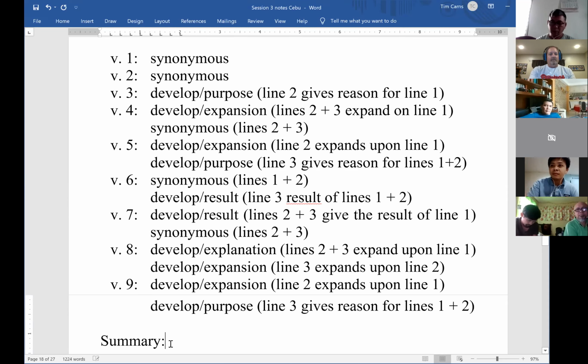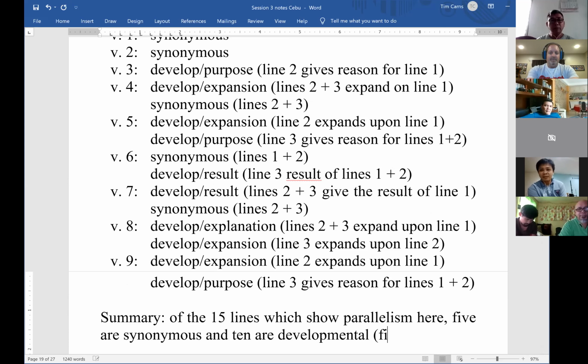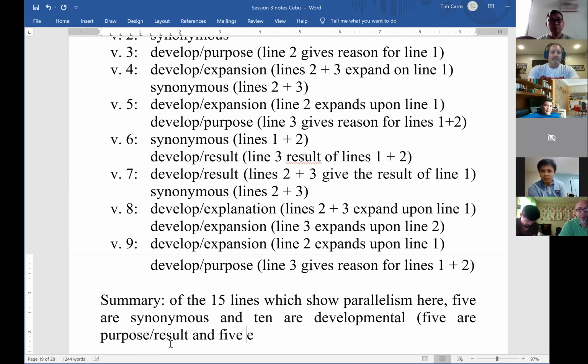Developmental, right? Developmental. Yeah. In fact, if you look at it, of the 15 lines which show parallelism here, 5 are synonymous and 10 are developmental. Okay. And of those, I think we had 5 are purpose, result, and 5 are expansion. I may have gotten the numbers off a little bit here, but clearly most of the psalm is developmental.